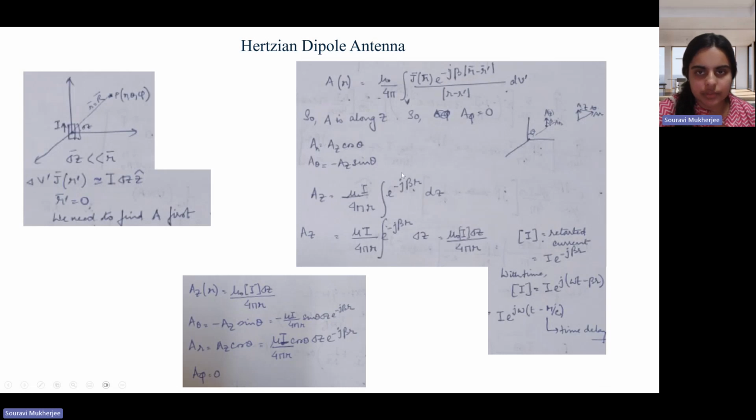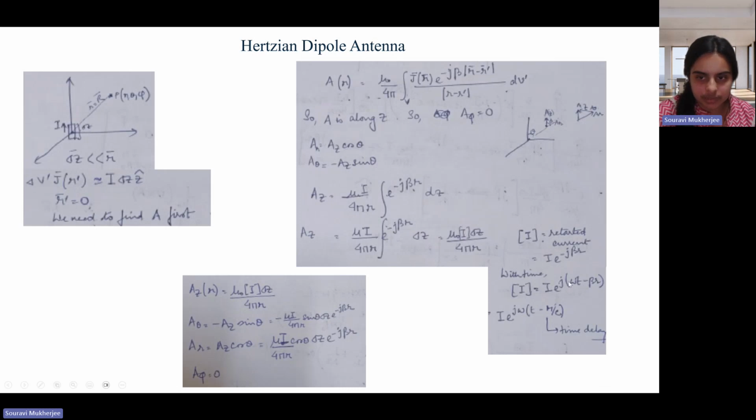It's just that you are replacing the terms. J dv is being replaced by I delta z. And it's only in the z cap direction, so you don't have to write z cap explicitly. And this is just the solution. So here what you see is that you have e to the power minus j beta r, right? But this is not dependent on z, so you can take it out. And what's interesting here is this exponential term. It is signifying some phase change, right? There's some additional phase which comes up as the wave propagates.